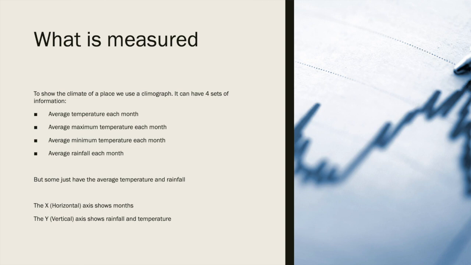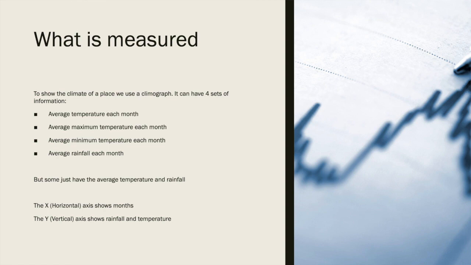But what does all this mean for your assignment? Well, it means that you have to make a climograph, and a climograph is a way of graphing and showing visually the average temperature each month, the average maximum temperature, the average minimum temperature, and average rainfall. So you need to have all four of these pieces of information in one graph.